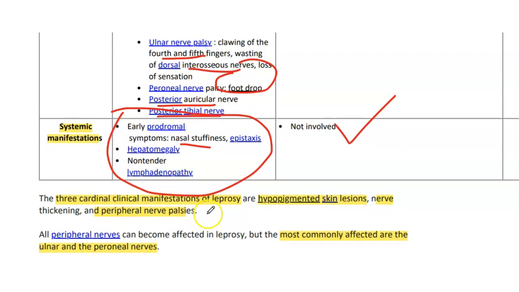The cardinal clinical manifestations of leprosy: you have to remember that skin and nerves are involved in leprosy. So in the skin there will be hypopigmented lesions, and the nerves can show nerve thickening and peripheral nerve palsies.